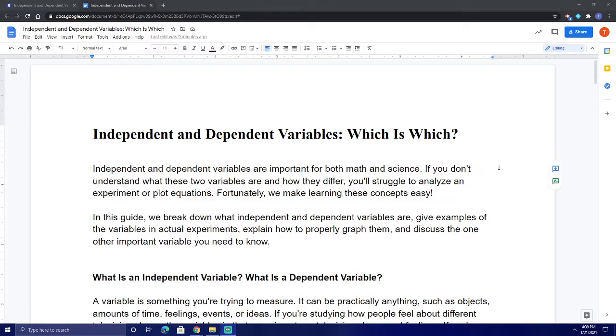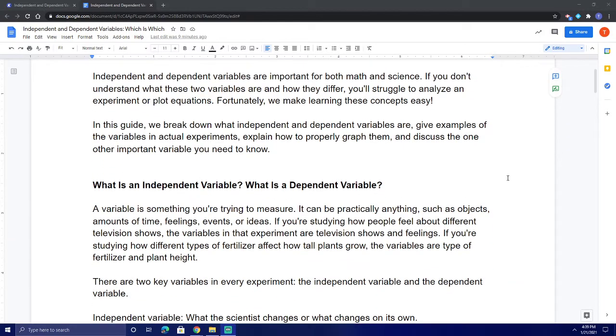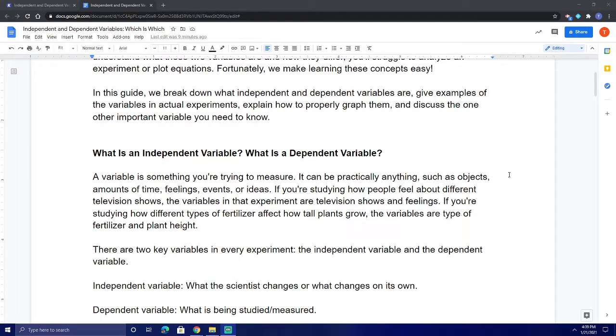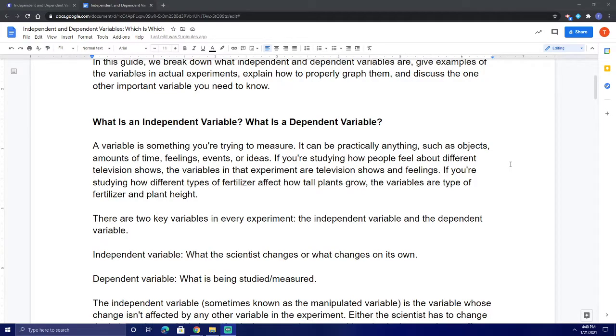In this guide, we break down what independent and dependent variables are, give examples of the variables in actual experiments, explain how to properly graph them, and discuss the one other important variable you need to know. What is an independent variable? What is a dependent variable? A variable is something you're trying to measure.